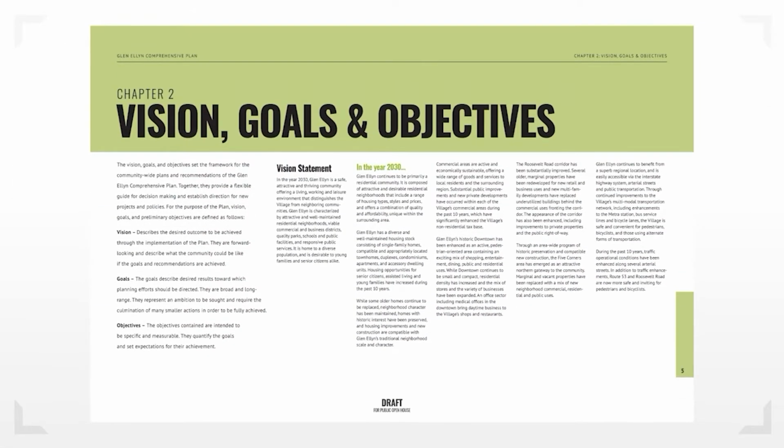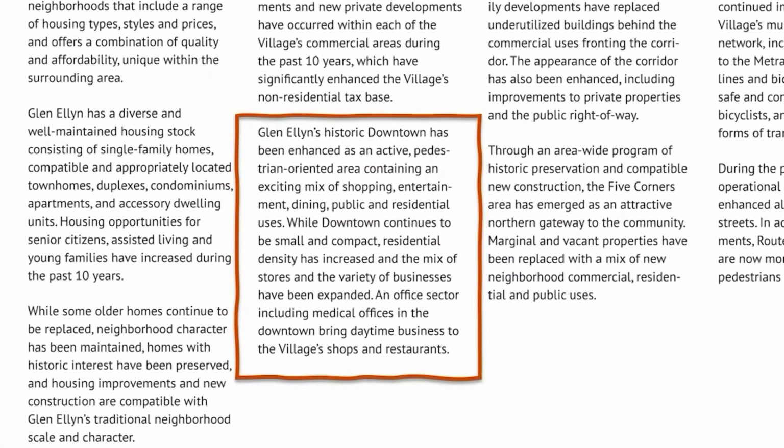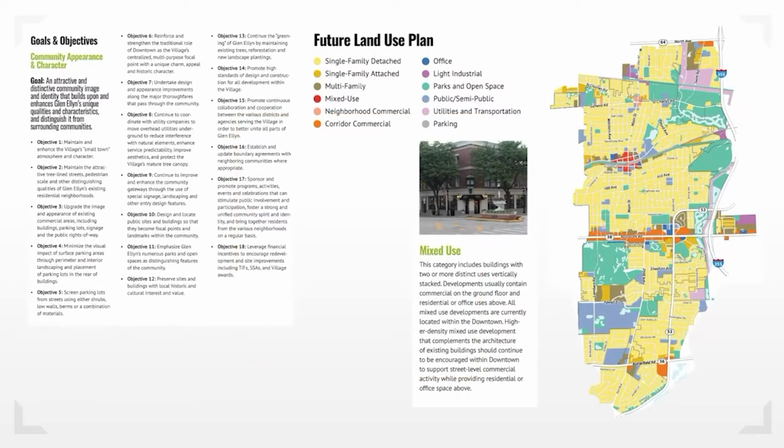As we went through the plan, downtown took on a really strong focal point. The vision statement even highlights the need for downtown to be small, to be compact, but to have increased residential density and a mix of stores and expansion. The land use plan itself, the community character was front and center. There are policies on maintaining that small town atmosphere and character. But the downtown, the focal point, this red area on the land use map, was identified as mixed use. And the plan even states that higher density mixed use development can complement the existing architecture downtown and should be encouraged.